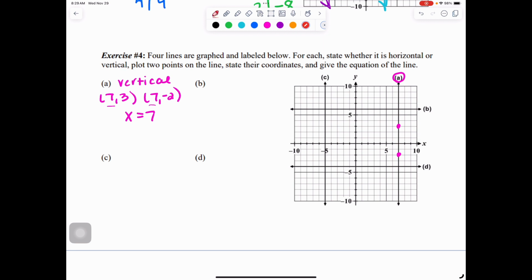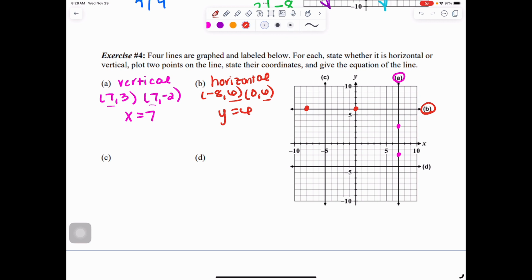Let's look at B. B's over here. B is horizontal. I'm going to pick 2 points off that one. So I happened to do (0, 6) here, and then I did (-8, 6) over here. So my coordinates are (-8, 6) and (0, 6). So the thing they have in common is y equals 6. So my equation is y equals 6.